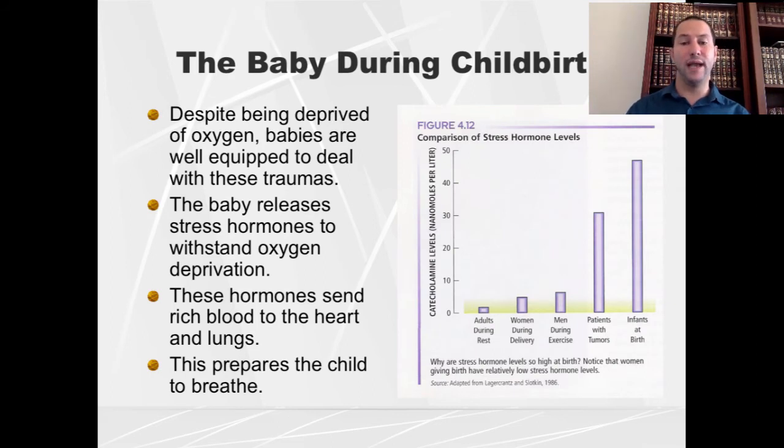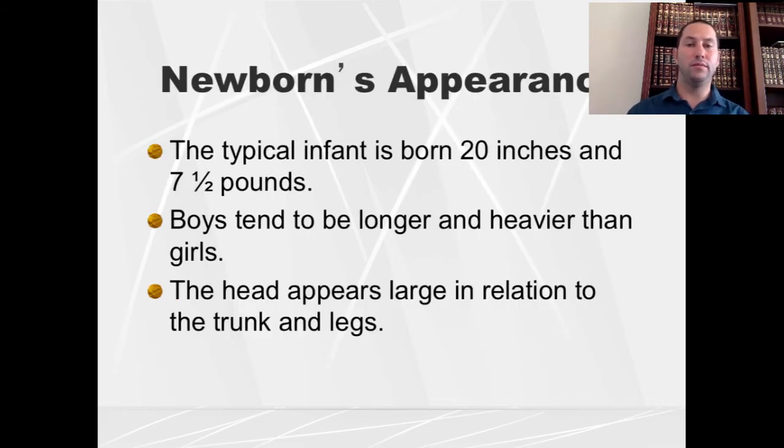Now, the stress, if you look at cortisol level or stress hormones, catecholamines, the highest stress is the child. Right? This child, during labor and delivery, is undergoing a lot of stress. So how does it help? Well, with all the stress, you have oxygen deprivation and so forth. These catecholamines help you deal with oxygen deprivation and prepare the child to breathe. Now, a typical child is about 20 inches, 7.5 pounds. Boys tend to be heavier than girls. The head tends to be larger than the body, and the child tends to look like a cone head from the old Saturday Night Live.